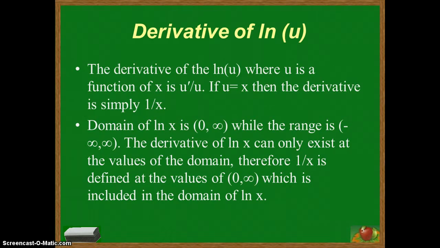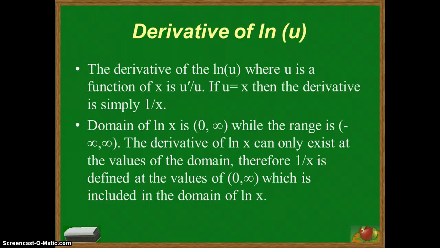The derivative of the natural log of u, where u is a function of x, is just u prime over u. So if u were to equal just x, then that derivative would simply be 1 over x, because the derivative of x is 1, so it would be u prime over u, or 1 over x.